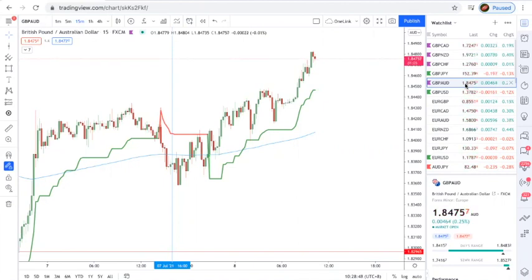Okay, now look at Great Britain, Australia here. You see basically where the price is maneuvering.